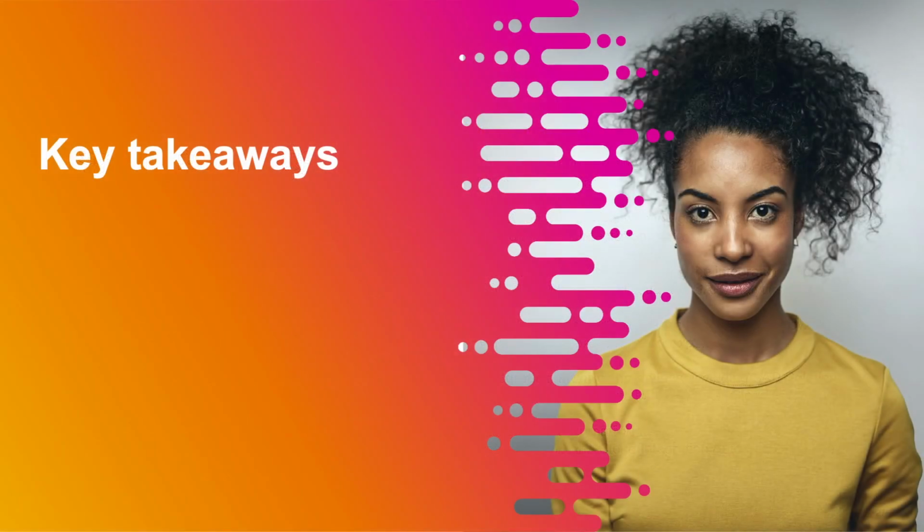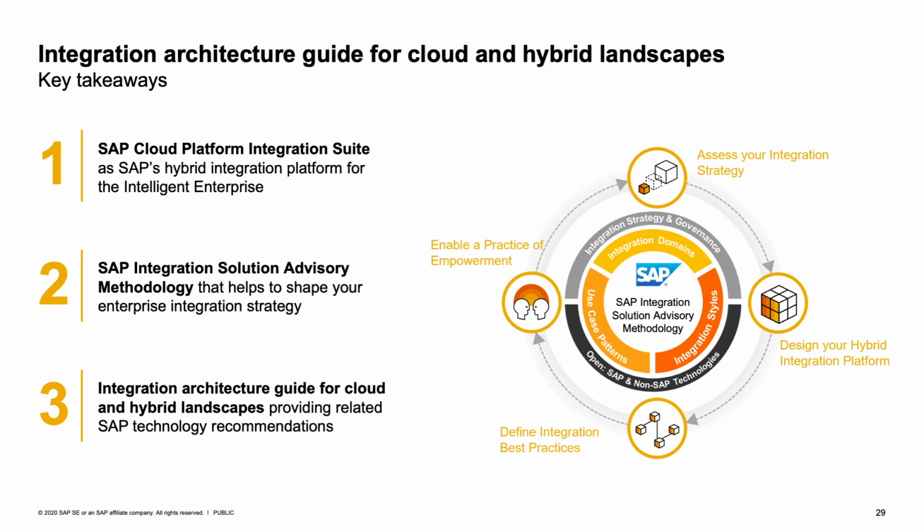Let me also wrap up this TechEd session with the key takeaways. It was a run through the various aspects of the hybrid integration strategy that is covered in the integration architecture guide. There are three main takeaways. First, with the SAP Cloud Platform Integration Suite, we have one hybrid integration platform that covers all of the different integration services needed to integrate SAP but also the non-SAP space, including business partners. That's the hybrid integration platform, covering process and data integration capabilities, including event-based integrations and so on.